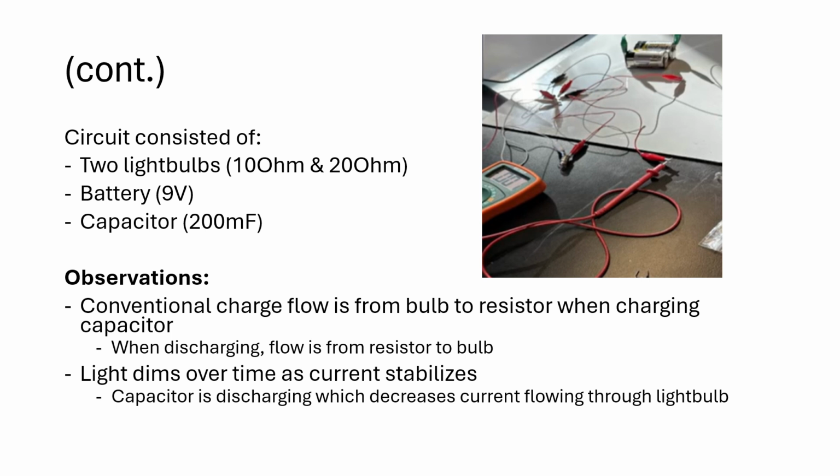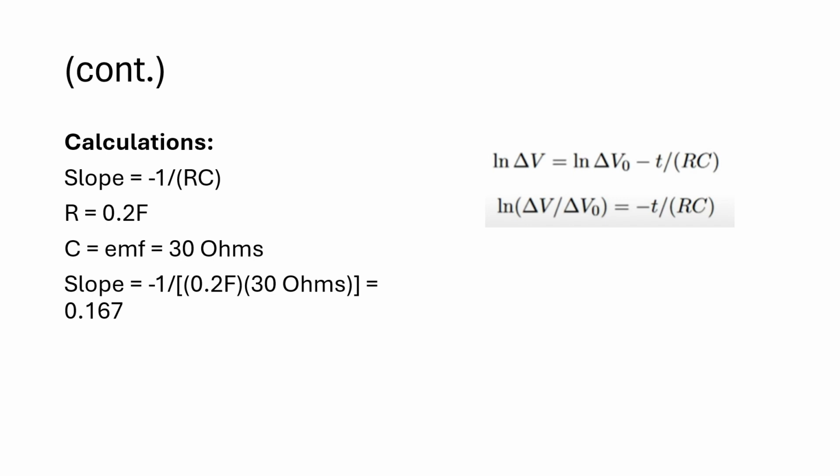And I also noticed that the light dimmed over time as the current stabilized, and that's because the capacitor was discharging, which decreases the current flowing through the light bulb. So using the equations on the right, after recording over 20 seconds, I plotted the natural log of the potential difference over time, and that means my slope would be negative 1 over R times C.